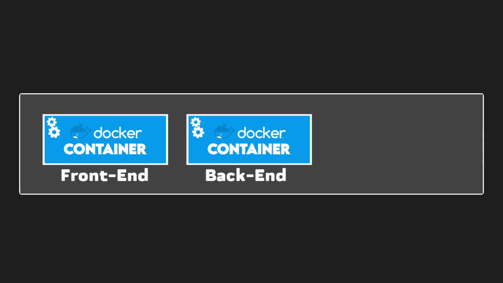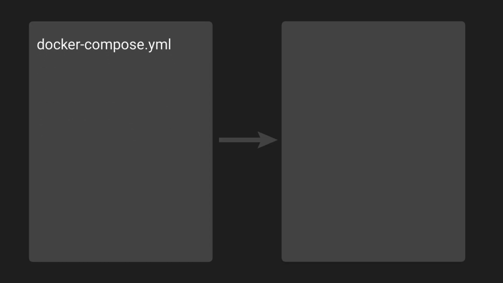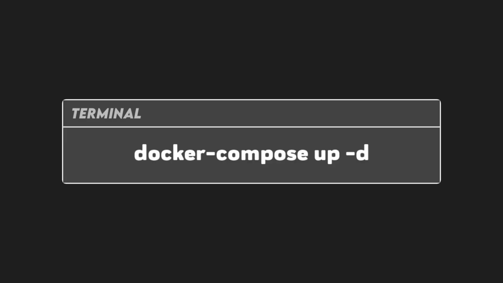For projects that involve multiple services like front-end, back-end, and databases, managing individual containers can quickly become overwhelming. That's where Docker Compose comes in. Using a simple YAML file, you can define all your services, their configurations, and how they interact. With one command, Docker Compose sets up and runs everything, making multi-container apps much easier to manage.